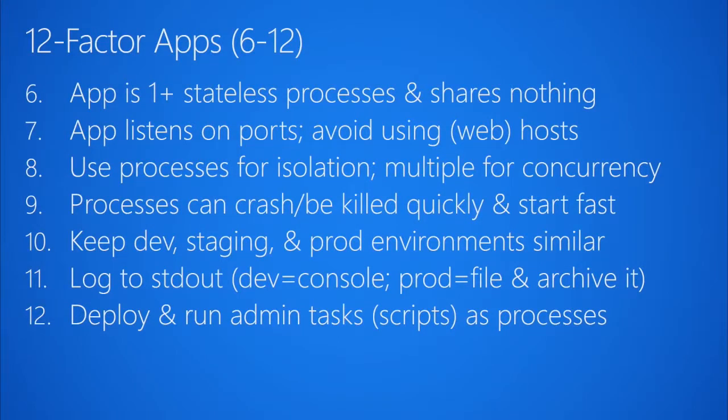Now, the remaining steps of the 12-factor apps I show on this slide here. Step number 6 is consider your app to be one or more stateless processes, and they share nothing with each other. Again, we want to remove dependencies as much as possible. Step 7 is have the app listen on ports and avoid using hosts like web hosts, because these introduce, again, more uncertainty into what's happening there.